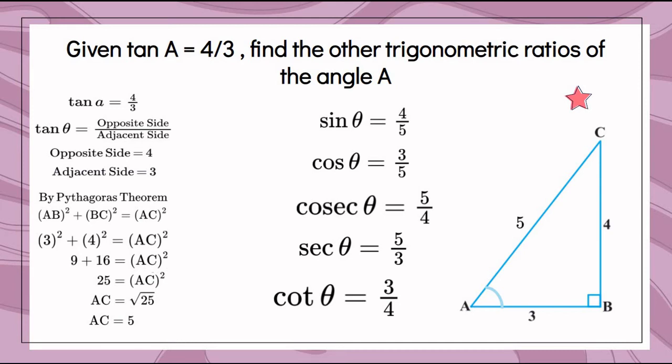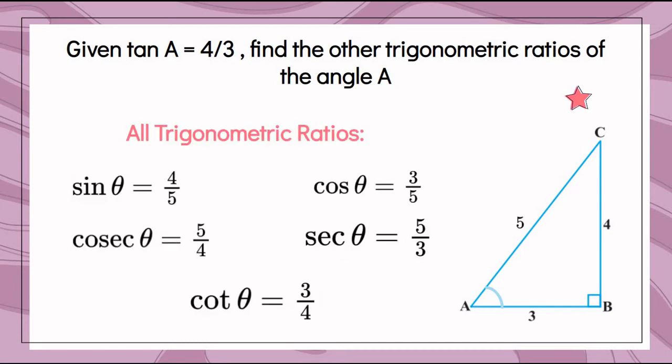Oh no, that's it. So all the trigonometric ratios would become sin theta is equal to 4 by 5, cos theta is equal to 3 by 5, cosec theta is equal to 5 by 4, sec theta is equal to 5 by 3, cot theta is equal to 3 by 4. So that is it. We are done with the question. It was super easy, right?